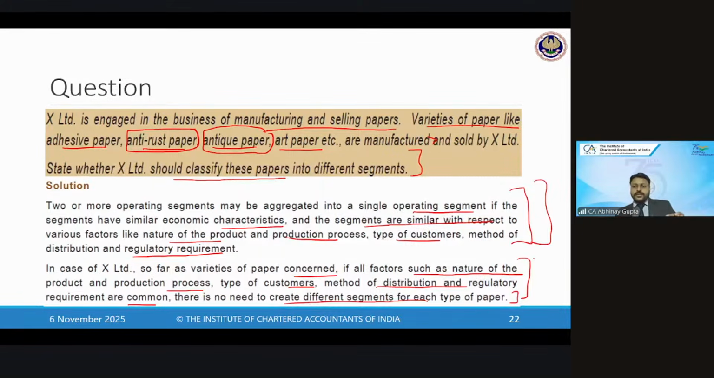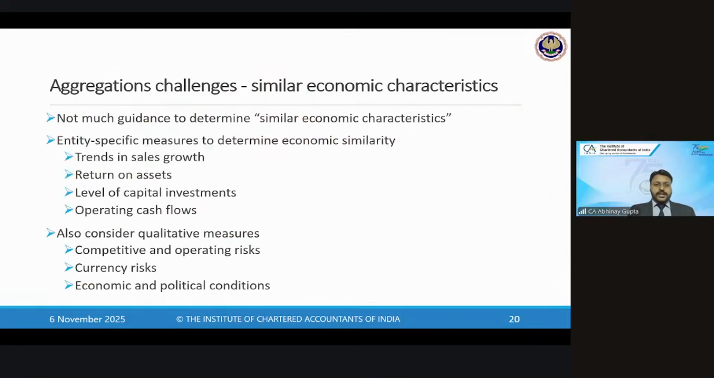Then we will say, on the basis of the facts or circumstances given in the question, there are 4 varieties of paper. Assuming the production process, types of customer, method of distribution, and regulatory requirements are common, then the operating segments can be aggregated and need not be identified separately. Otherwise, they cannot be aggregated, right? So first of all, we need to explain, right?